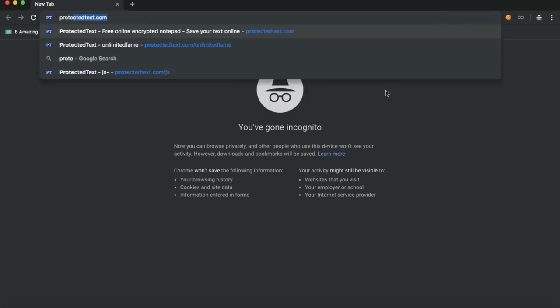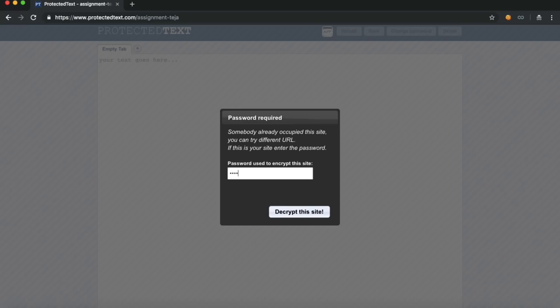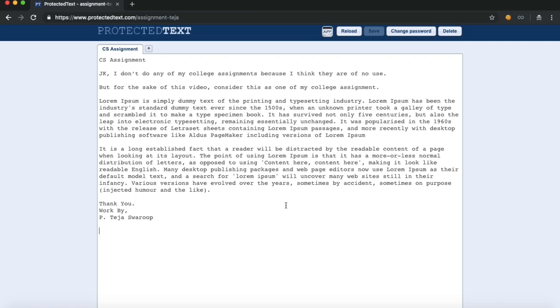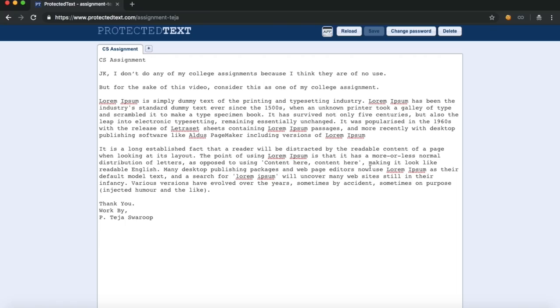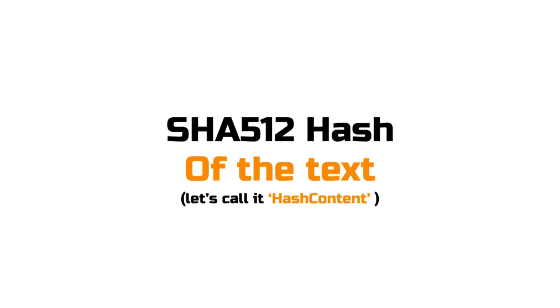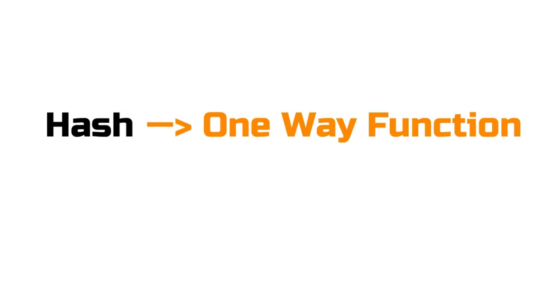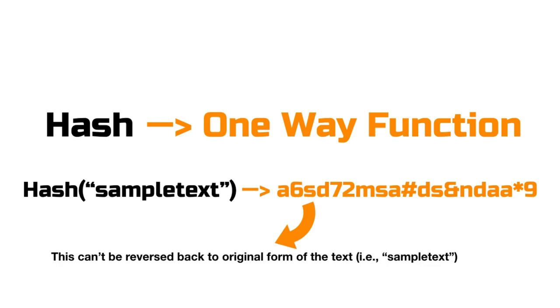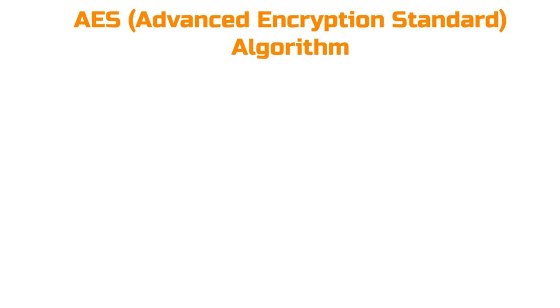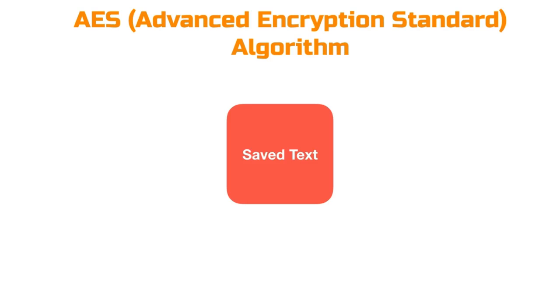Suppose let's say you created a link on protectedtext.com and saved some text in that link. When you click on save, you will be asked to choose a password to protect your text. Once you enter your password, the first thing the code does is it calculates the SHA 512 hash value of the text. A hash is a one-way function, which means once you convert any string into a hash using a hashing algorithm, you cannot get back the plain text form of the string from this hash value. Alright, next thing the code does is it encrypts the text with AES algorithm using the password that you chose while creating the website or the link.